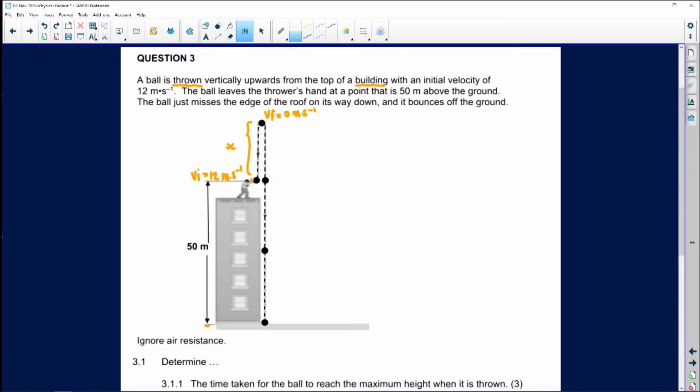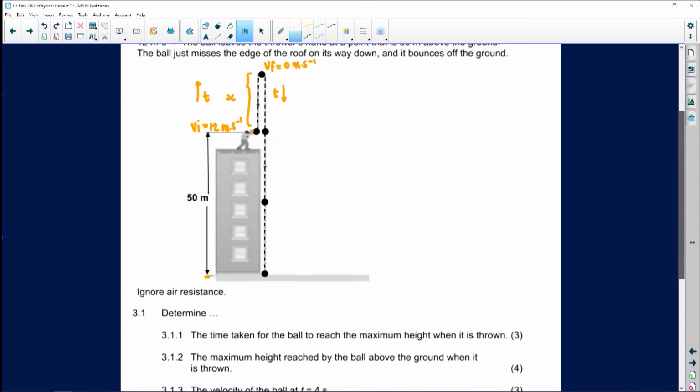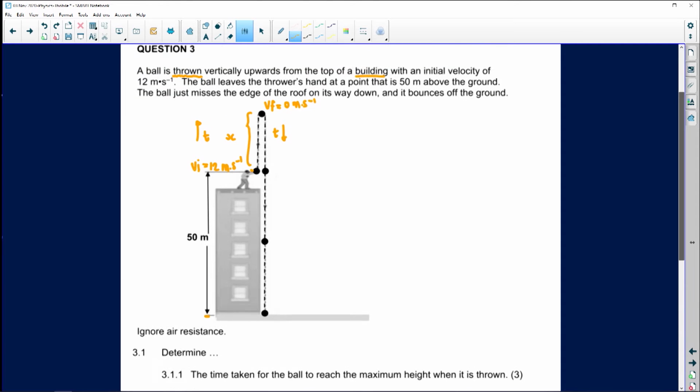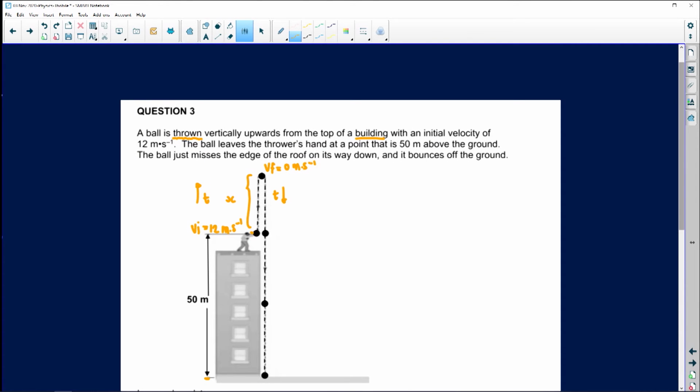Now I also know that time going up, I'm just going to write a t, is equal to time coming down. However, when it gets to this part, it misses the thrower's hand and then it comes down to the ground. So that's all the information that we have. Now 3.1.1 says we must calculate the time taken for the ball to reach maximum height when it is thrown. Right? Now I know I've got final velocity, I've got initial velocity, I'm looking for the time, and I know that gravity will always be 9.8.